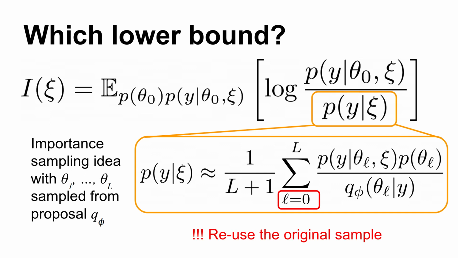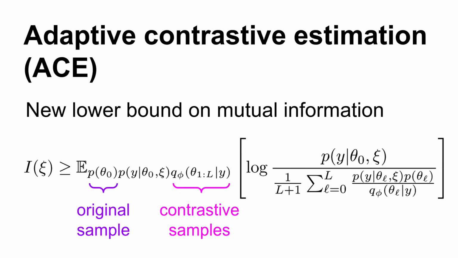And here's an estimator that one could consider for that. And you'll see it looks somewhat like an importance sampling estimate. So we have theta 1 up to theta L chosen from a proposal distribution q phi. That's quite standard, but then the unusual thing is to reuse the original sample theta 0, and you'll see that that is effectively a sample of the true posterior. So that's going to give a biased estimate of marginal likelihood. But if I stick this biased estimator into the denominator, what I get is this adaptive contrastive estimation lower bound.